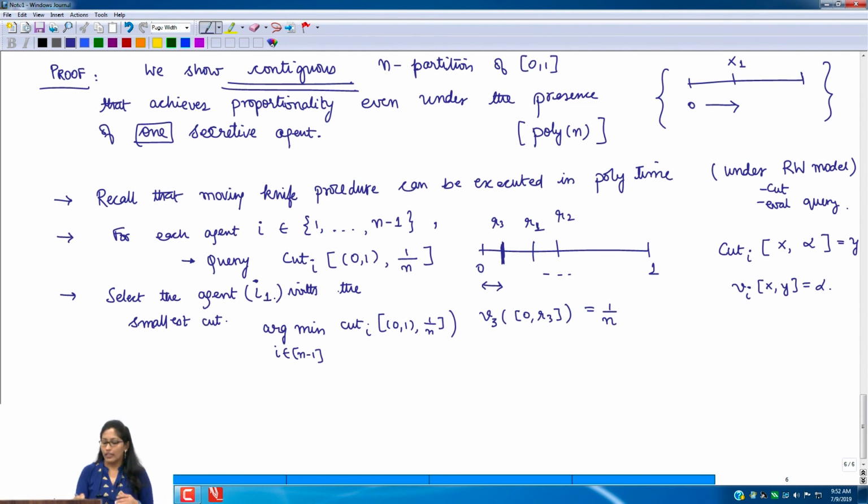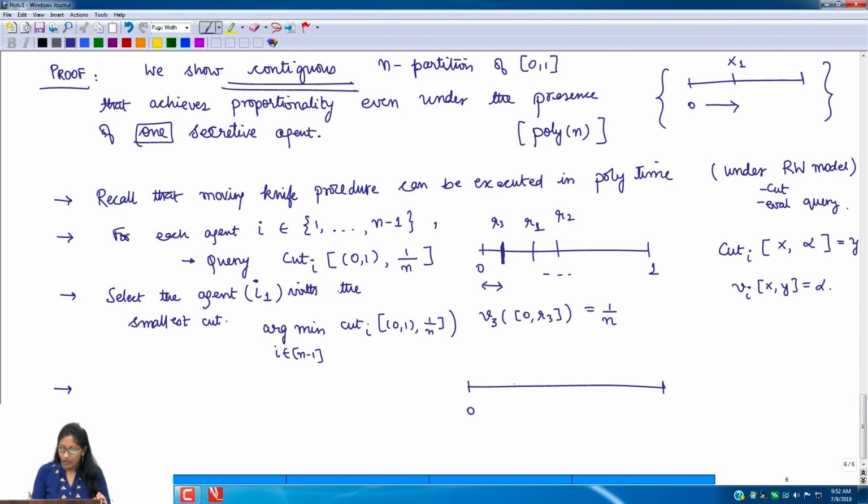So what I'll do is I'll continue the exact same procedure till the end. I'll then remove this particular agent from my account and then I'll again say, so let's say this was 0 and this was the first cut made by, let's say, I1. And now I will query for the rest of the remaining cake, and I'll query all the agents minus the nth agent obviously and minus this agent I1 as well, right? He's gone from the system.